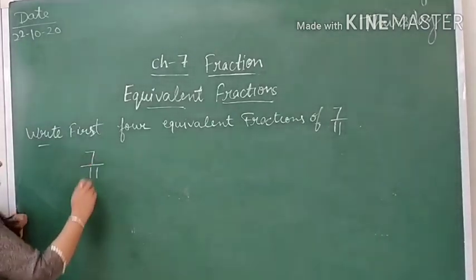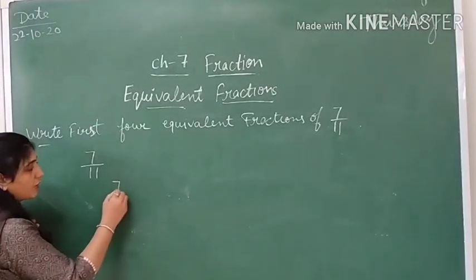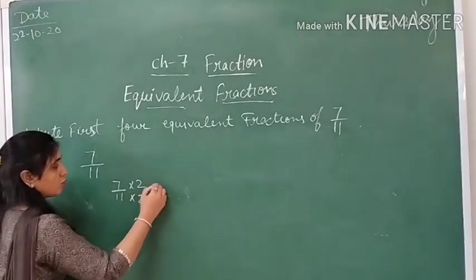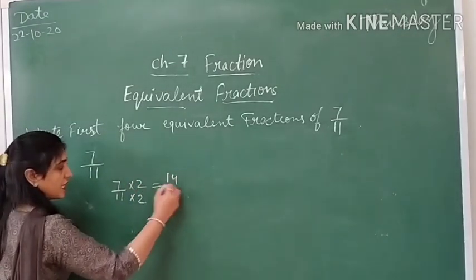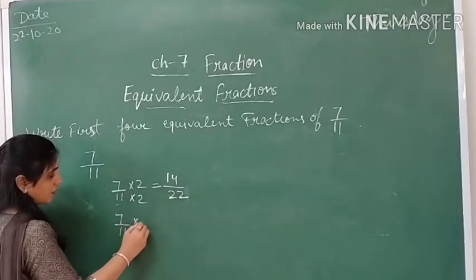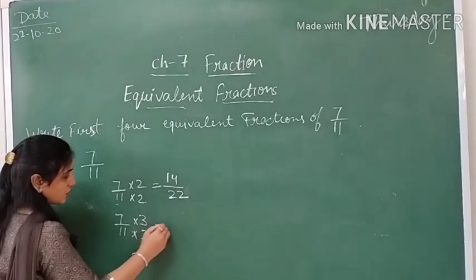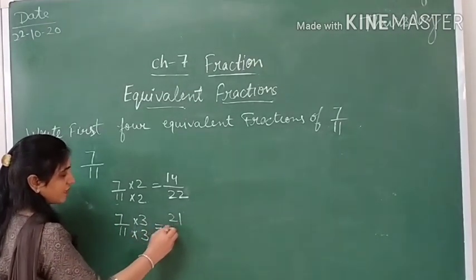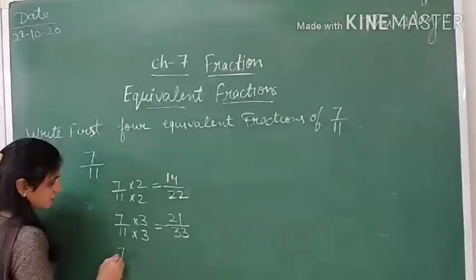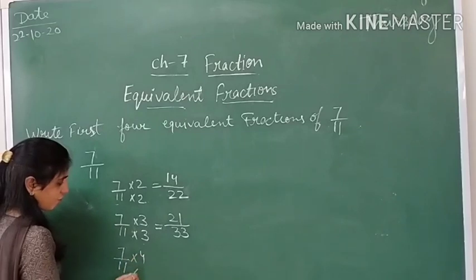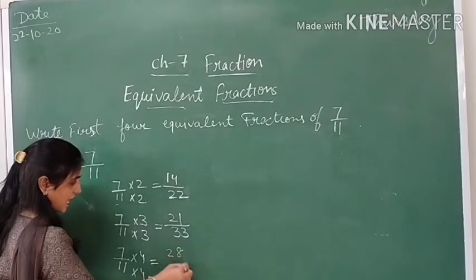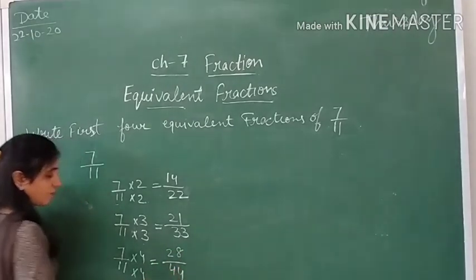See, this is the 7 by 11. Now I am going to multiply. First of all by 2. So 7 2s are 14, 11 2s are 22. The next, multiply by 3. 7 3s are 21 and 11 3s are 33. Next, 7 by 11 multiply by 4. 7 4s are 28 and 11 4s are 44.